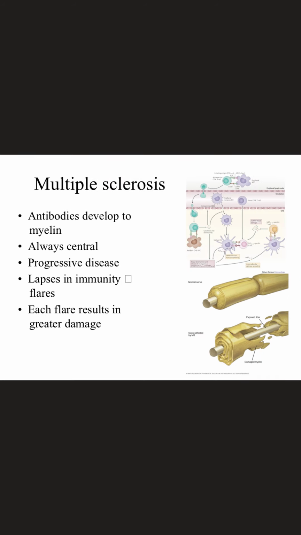Okay, we'll end with a disorder of the neural tissue called multiple sclerosis. Osis is development of, and scler means hardening. In multiple sclerosis, there's antibodies that develop to the myelin.